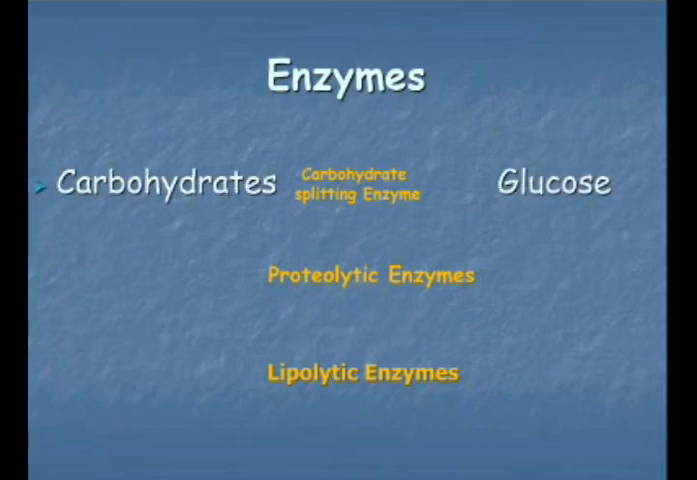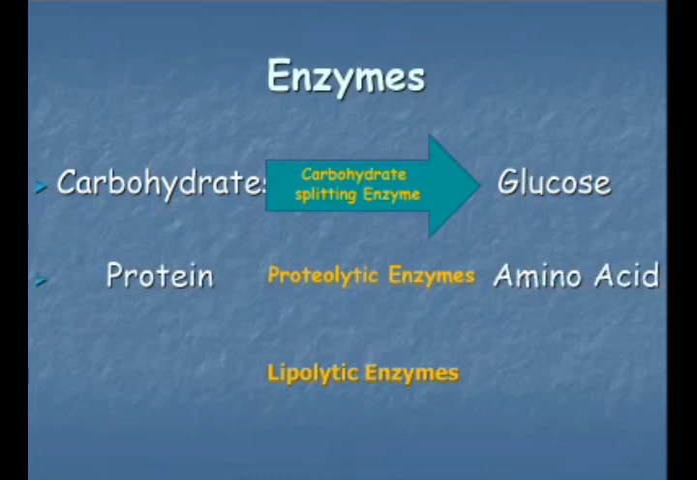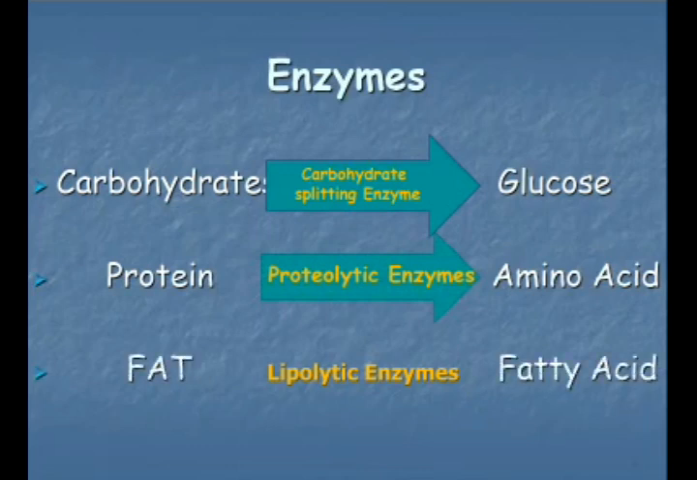This carbohydrate is a complex food and it is converted into glucose, which is a simple food, with the help of carbohydrate splitting enzyme. Similarly, proteolytic enzyme breaks down protein into amino acid, and this protein is a complex food and it is converted into a simple food, that is amino acid, with the help of proteolytic enzyme. And this lipolytic enzyme breaks down fat into fatty acid, and this fat is a complex food and it is converted into fatty acid and glycerol with the help of lipolytic enzyme.